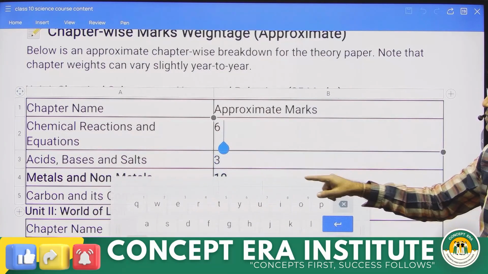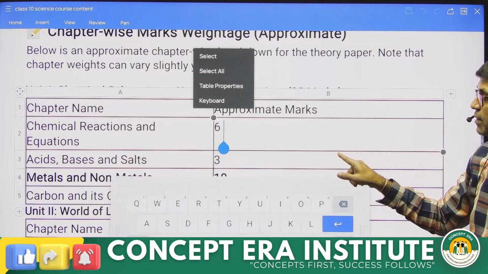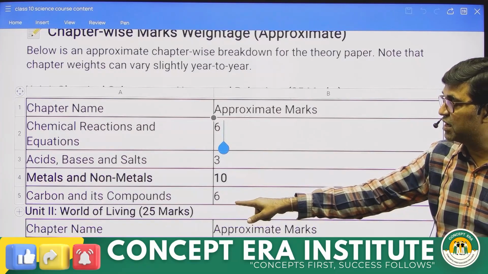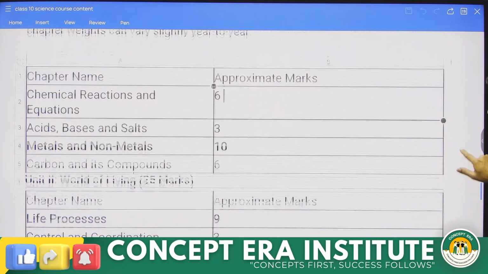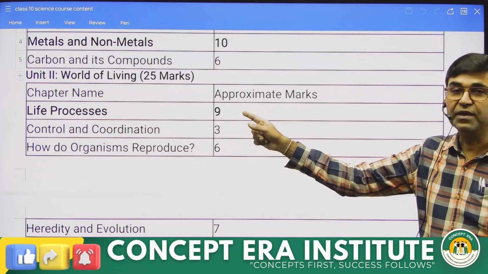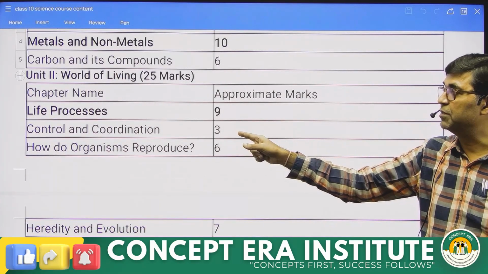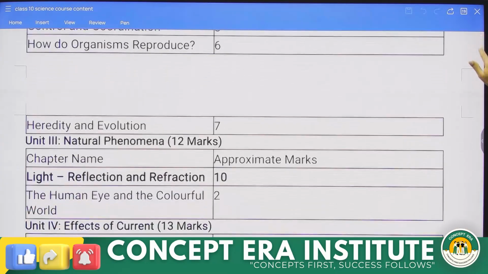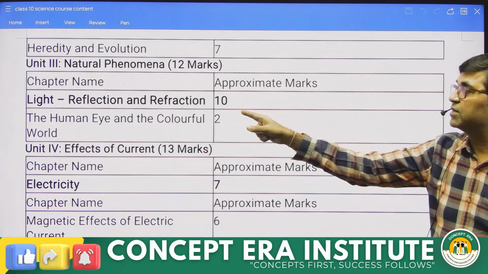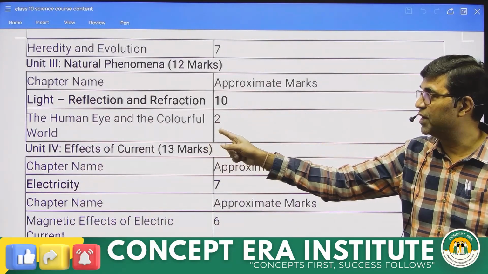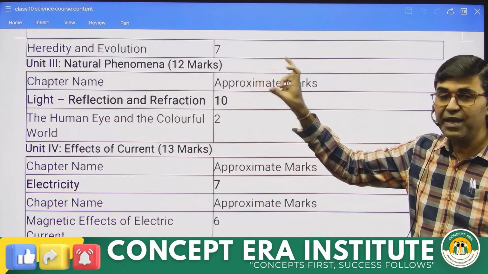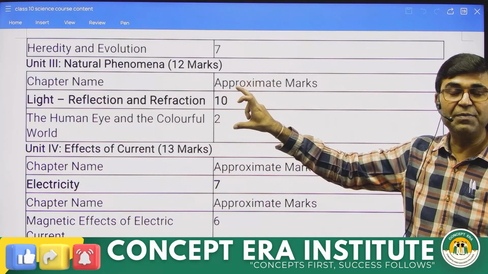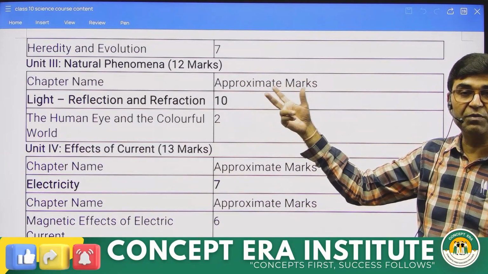Metals and non-metals, 10 marks. Carbon and its compounds, 6 marks. Life processes, 9 marks. Control and coordination, 3 marks. How do organisms reproduce, 6 marks. Light, reflection and refraction, 10 marks. Human eye, 2 marks. So, my advice to you is prepare these 2 chapters as a single unit. So, you will be able to score 12 out of 12 from this.